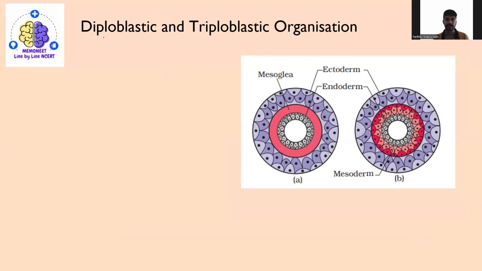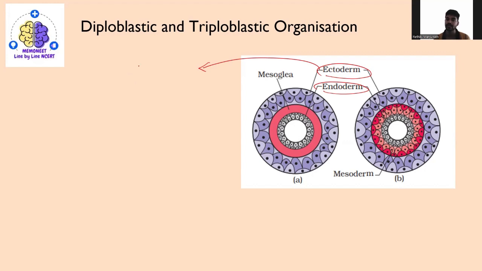Next thing we have is the diploblastic and triploblastic organization. So what is this? Diploblastic and triploblastic organization. Anybody? No? See, before that, you should know there are two pictures where one common thing is you have ectoderm and endoderm, right? So what is ectoderm actually?